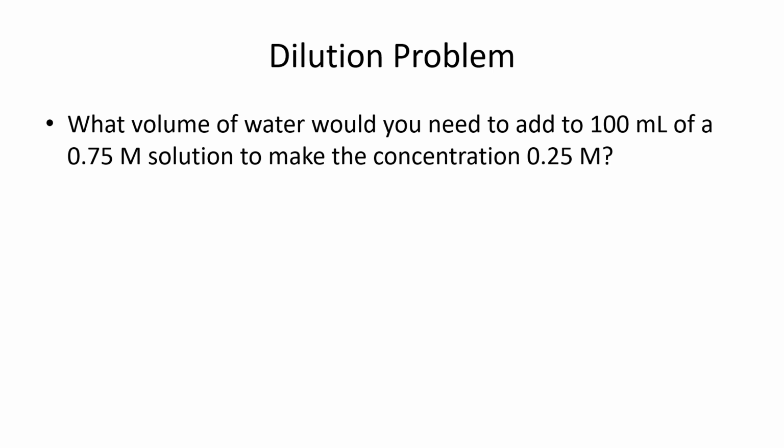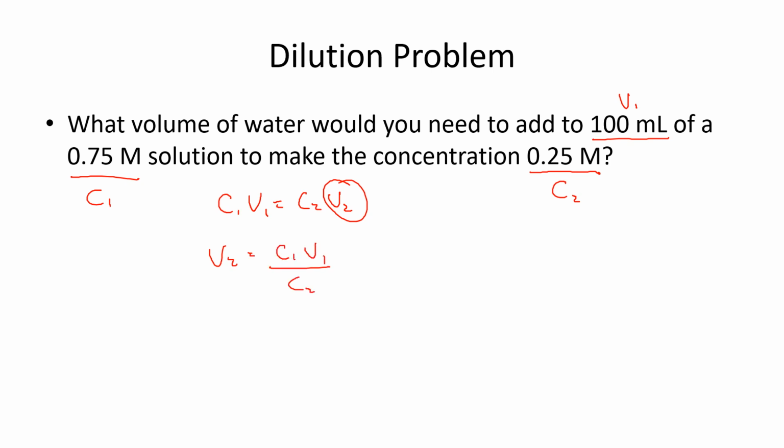All right, in our second problem, we're given the same initial volume and the same initial concentration, only this time we want to add water in order to get to a new concentration that we're hoping to make. We can use the same relationship, C1V1 equals C2V2, to work out the missing value, which is the final volume. So V2 equals C1V1 divided by C2.